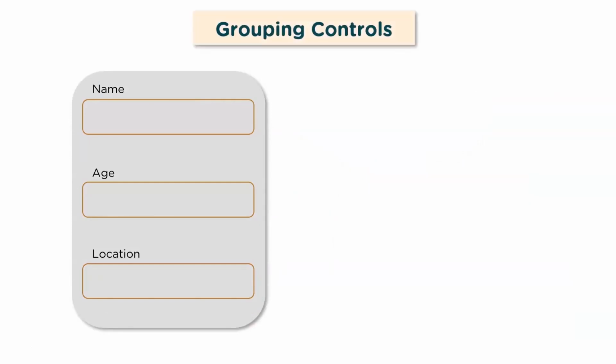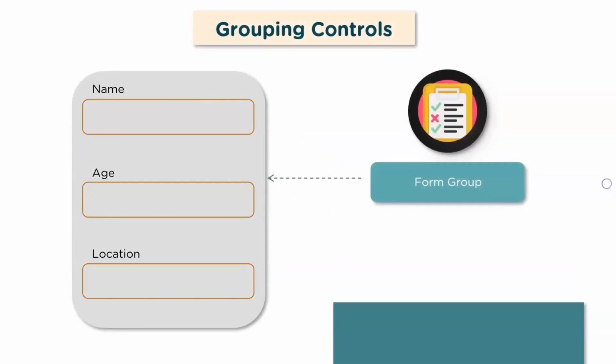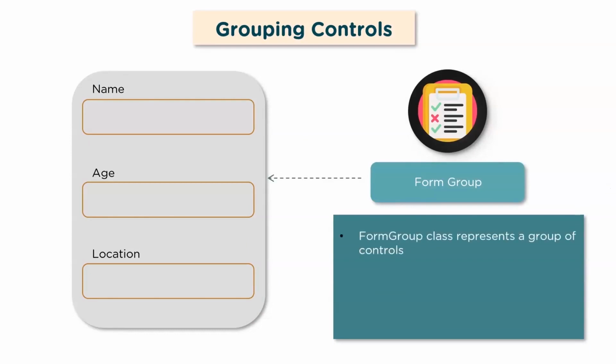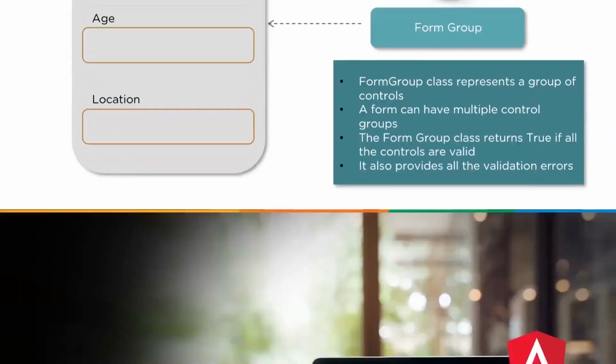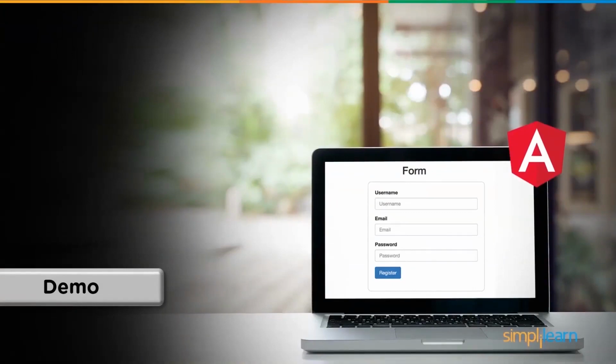Now moving on to form group. A form group class represents a group of controls. A form can have multiple group controls. The form group returns true if all the controls are valid and provides validation errors if there are any. So I hope this was clear. Moving ahead, let's look at the demo to explain all of these features. I'm sure it will become extremely clear once you look at the demo.